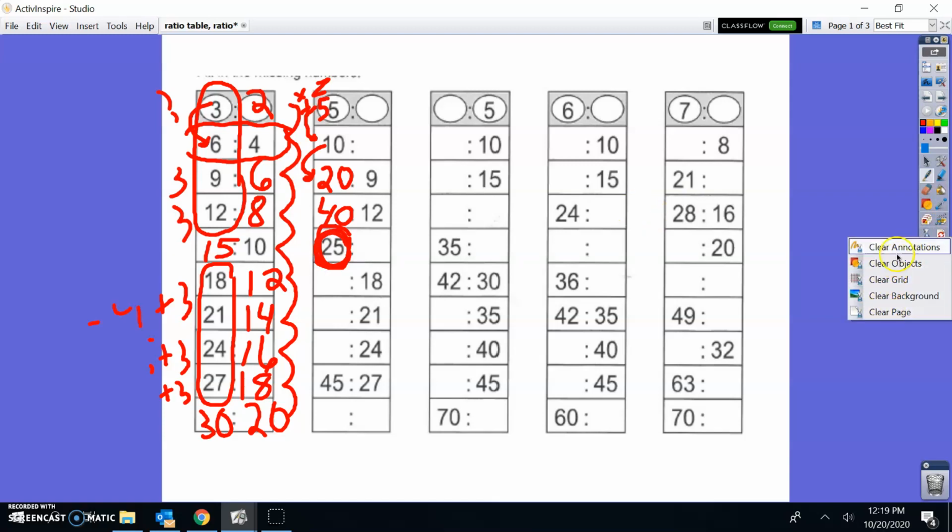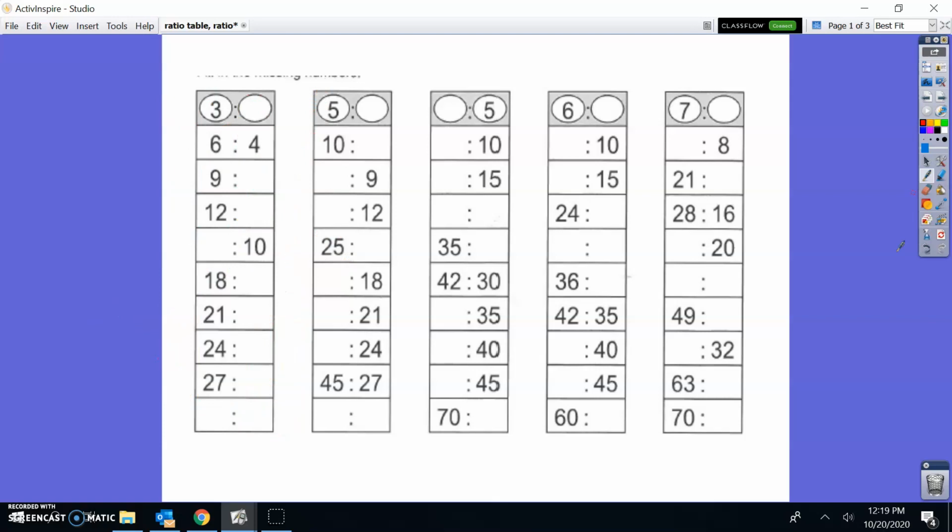So this time, I'm going to try adding by 5s and see if it gets me what I need in the left-hand column. So 5 plus 5 is 10, 10 plus 5 is 15, 15 plus 5 is 20, 20 plus 5, look at that, is 25. So my pattern is to add by 5, so I'm going to fill in my left-hand columns here, all the way down. Perfect.